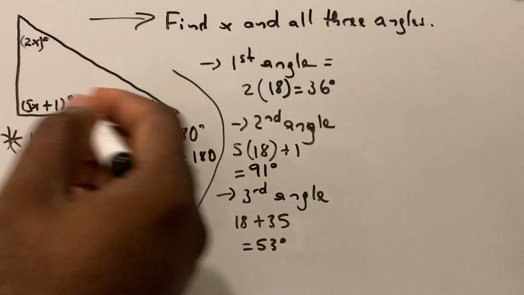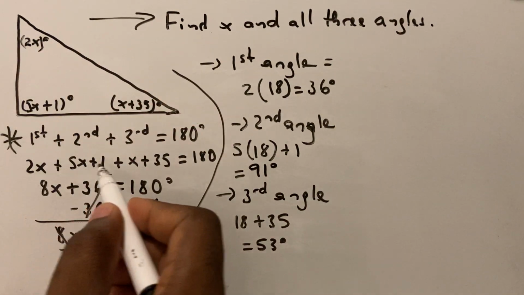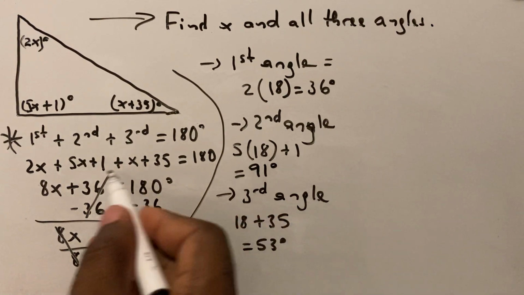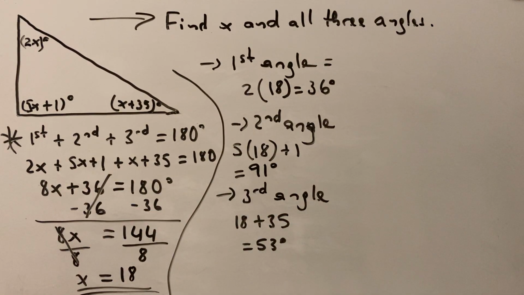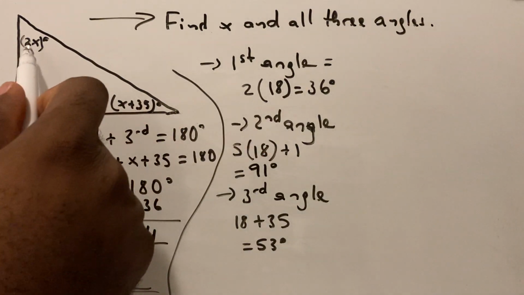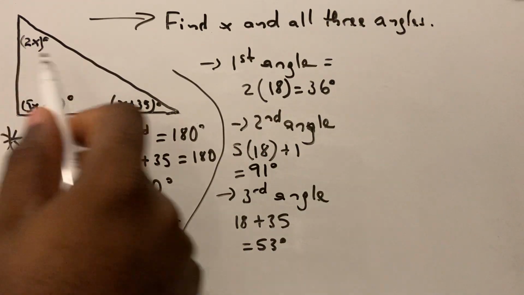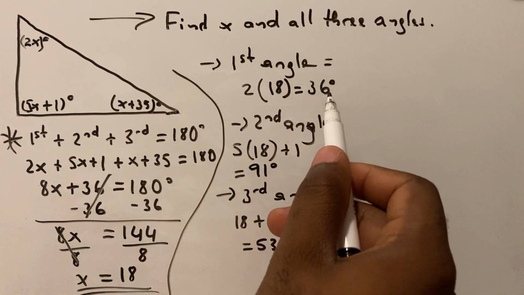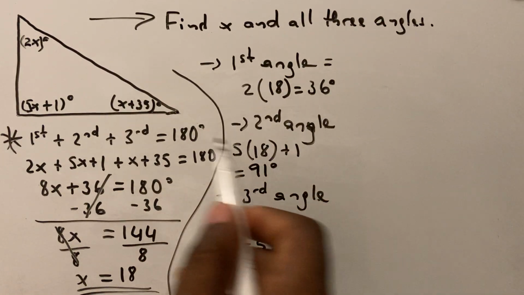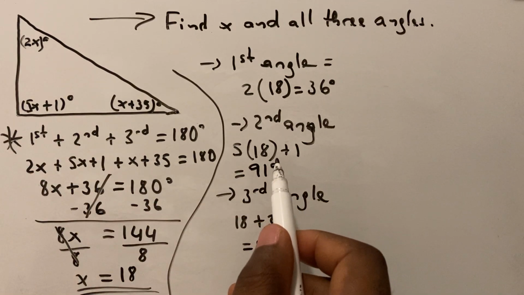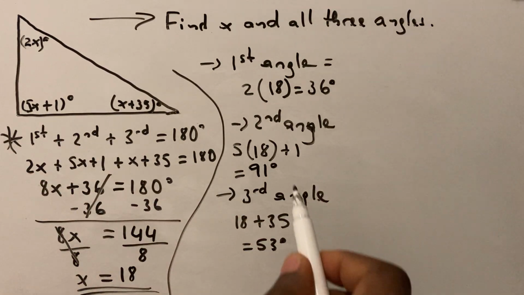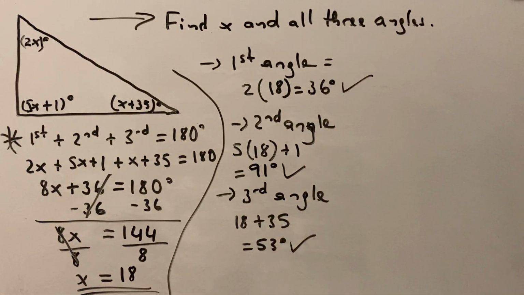Then you know the expressions here. You add the first to the second to the third, and the sum would be 180. Then you solve for x, and x was 18. Then we plug that value into the first expression, replacing x by its value, and we got 36 for the first angle. Replacing x in the second angle, we got 91, then 53. So these are the answers we got for an actual triangle. We solved for x, and we also solved for the three angles.